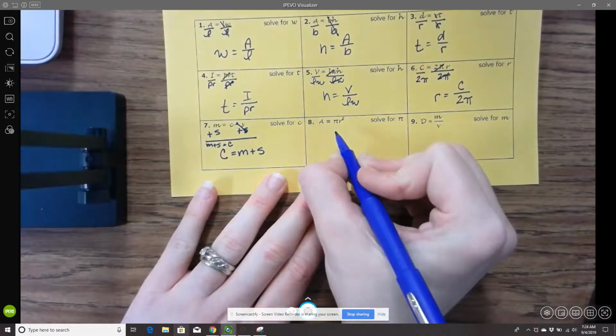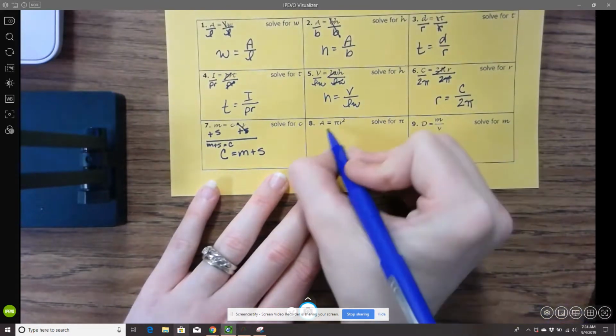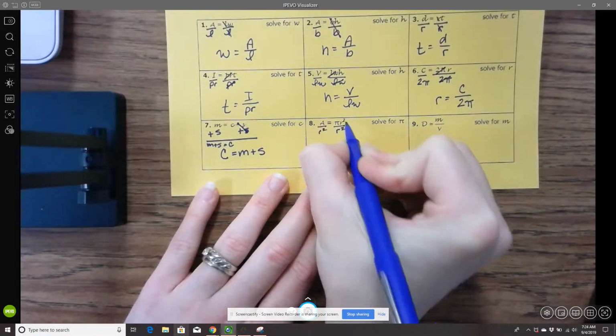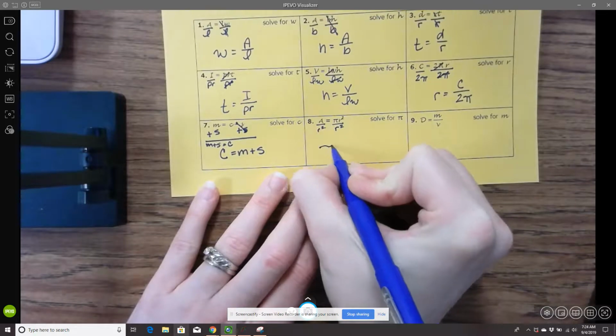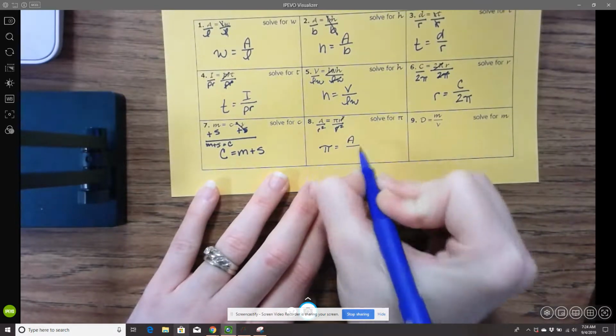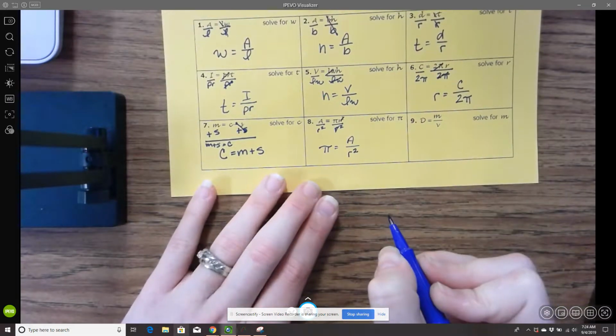All right, and this one we're going to solve for pi. So pi is being multiplied by radius squared. So we can divide by radius squared. So I'd be left with pi. These cancel. Area divided by radius squared.